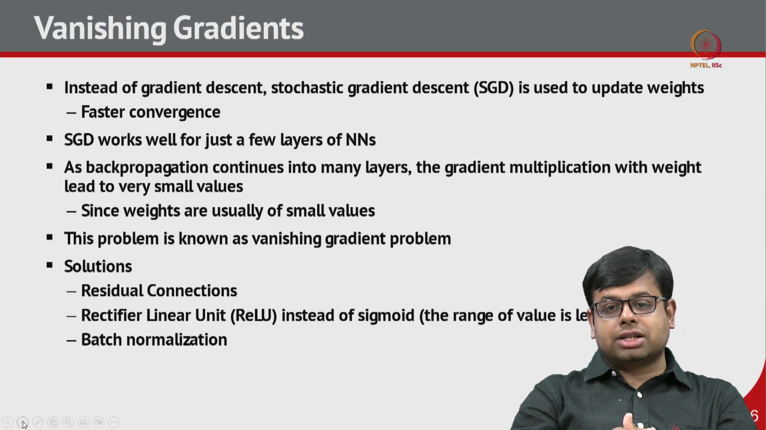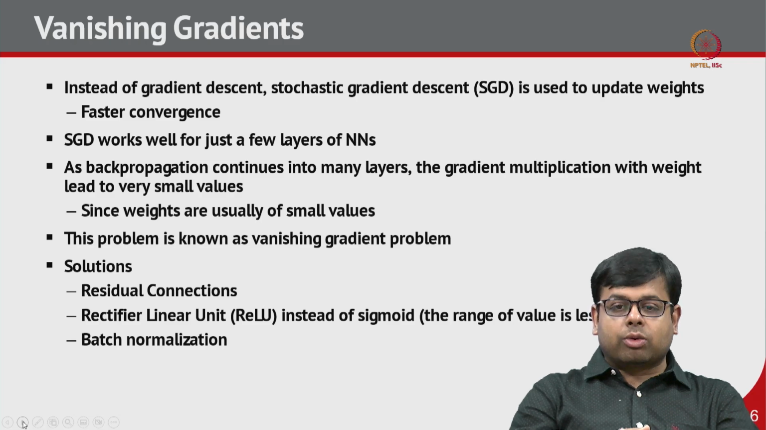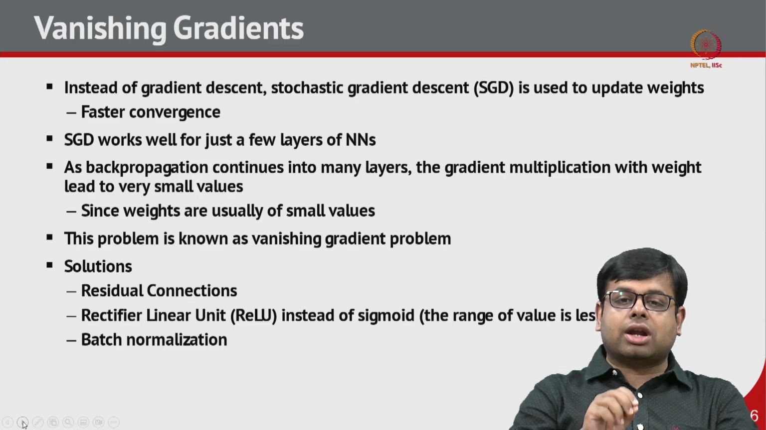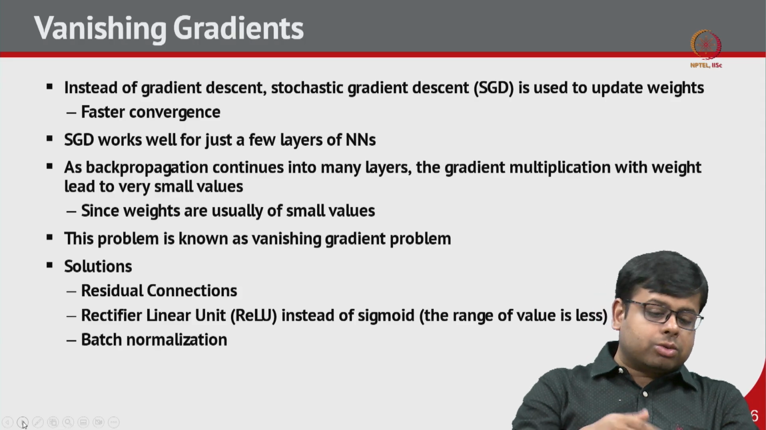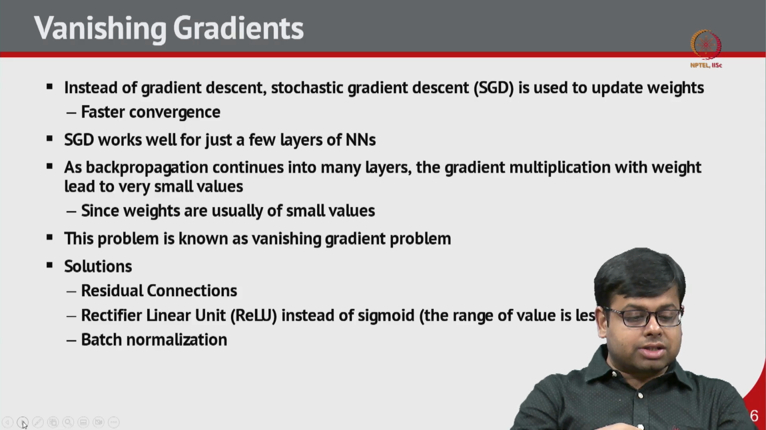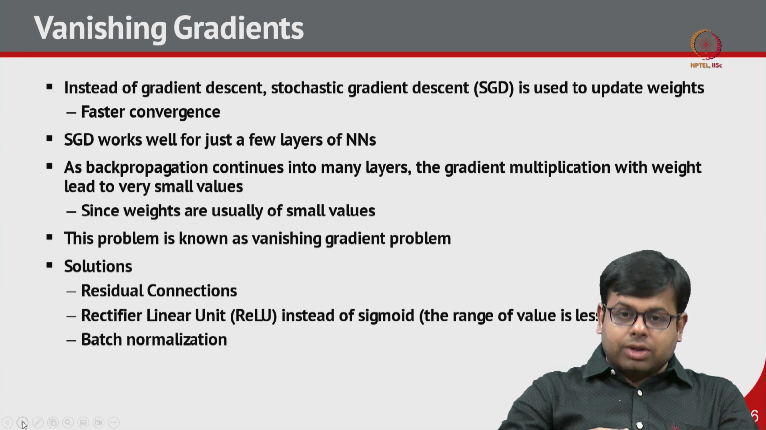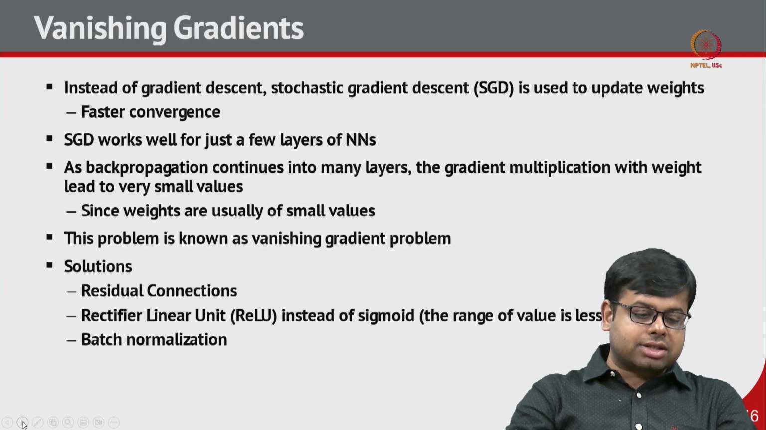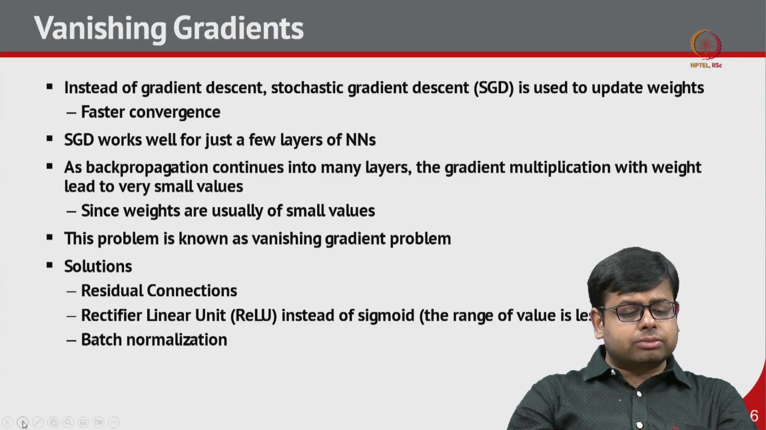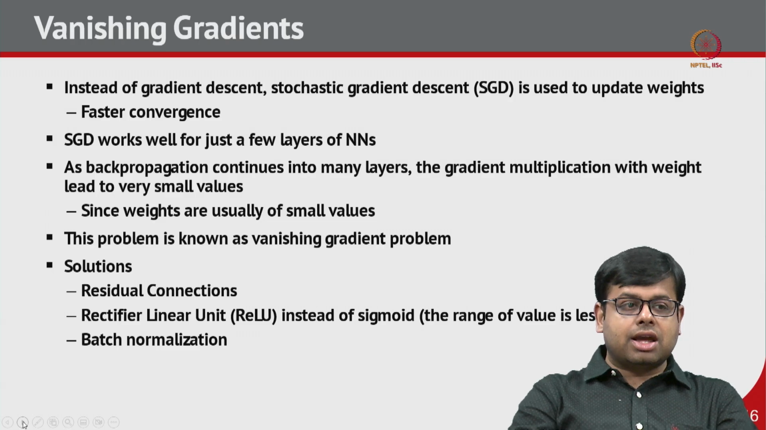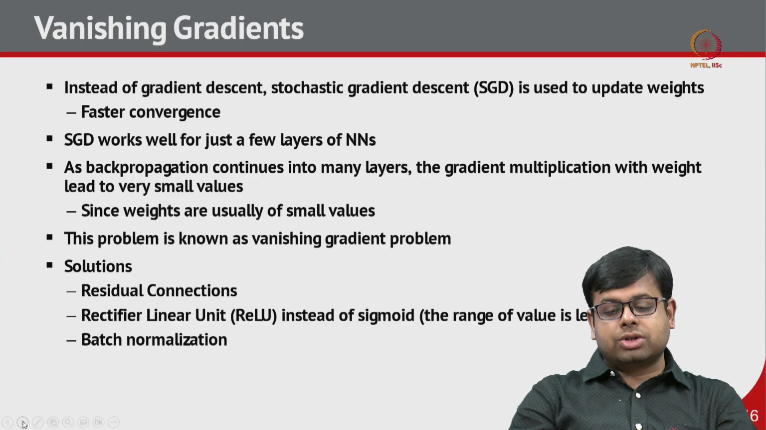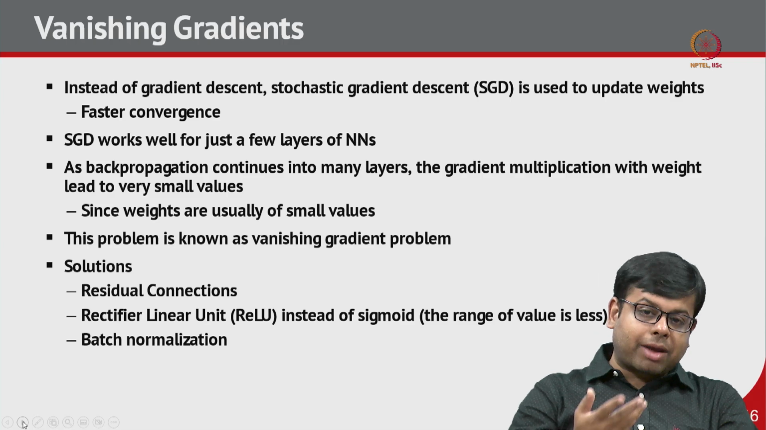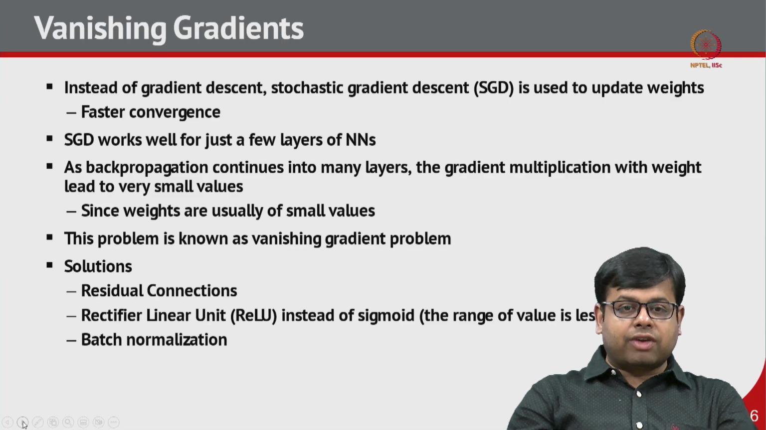There are so many works which have been proposed just to address this vanishing gradient problem. We will see some of the solutions. One of the solutions is residual connection. We will discuss what residual connections are, what the hardware implications are, and all those things. There are specific activation functions which help to solve this vanishing gradient problem. For example, rectified linear unit instead of sigmoid can be used so that the range of values is less. Batch normalization is also used to solve the vanishing gradient problem.